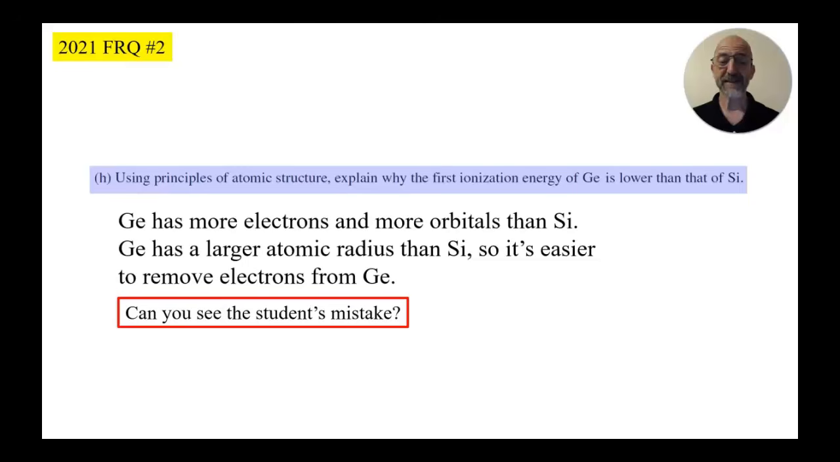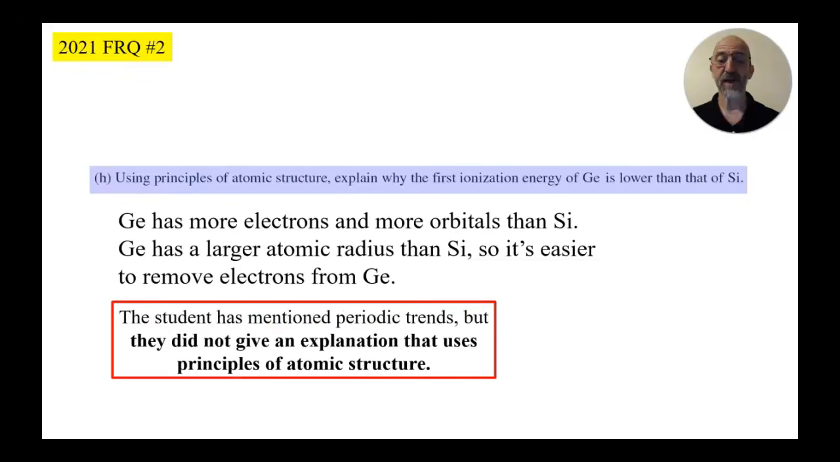Can you see the student's mistake? Did they use principles of atomic structure? And the answer is no. The student has mentioned periodic trends, but they did not give an explanation that uses principles of atomic structure. So what you should do is talk about the location specifically of the orbitals and the energy levels.